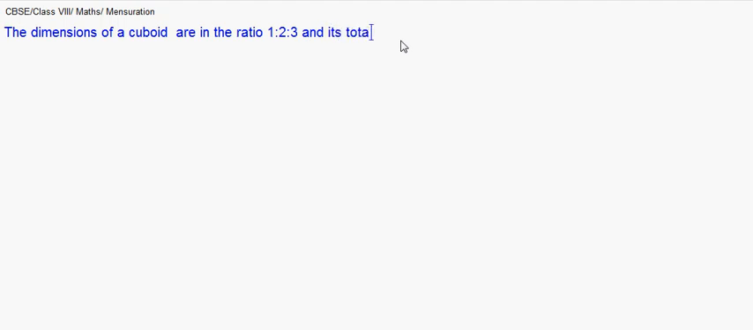Let's move on to another question. I'll write the next one here. It says the dimensions of a cuboid are in the ratio 1:2:3, and its total surface area is 88 square meter. We have to find the dimensions of the cuboid.